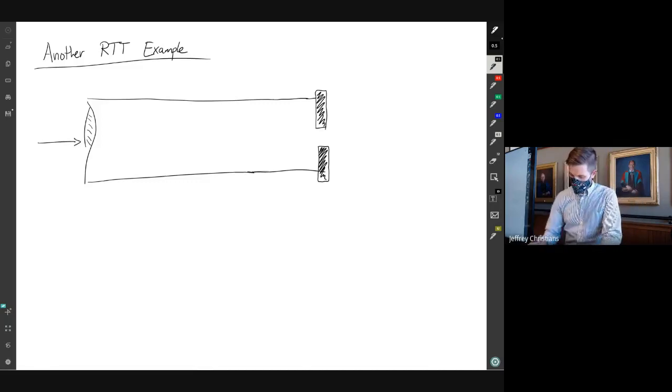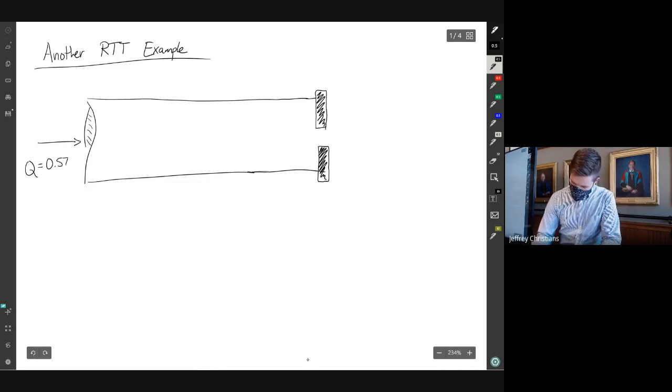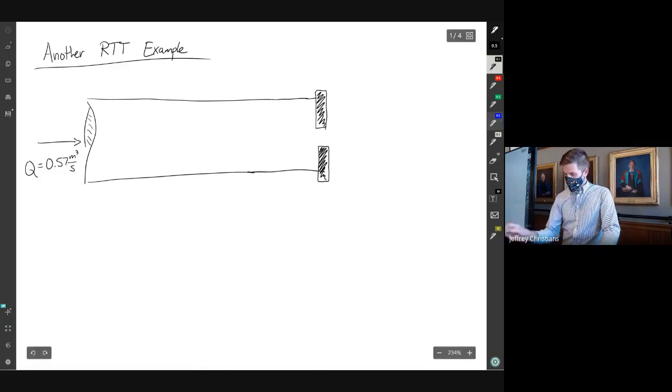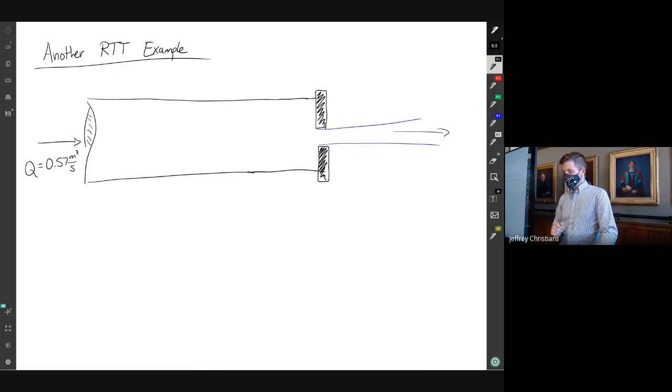flowing through this pipe with a flow rate Q. Q equals 0.57 meters cubed per second. So we know what that flow rate is. Our water is going to be flowing through this pipe and it's going to be shooting out of that little hole in a jet. So there's going to be a jet that's coming out of here like that. So we have water shooting out of there.